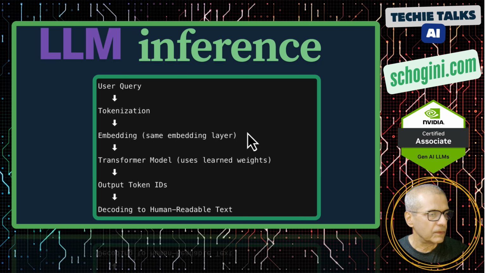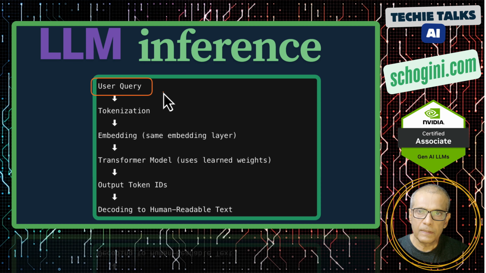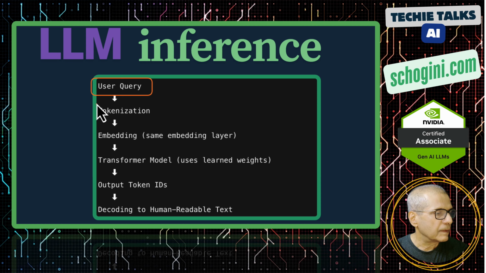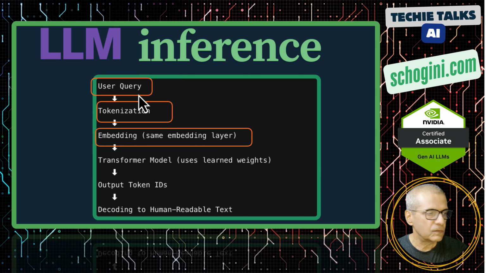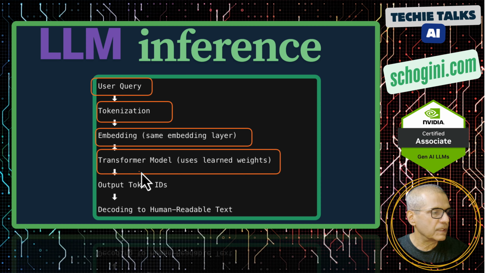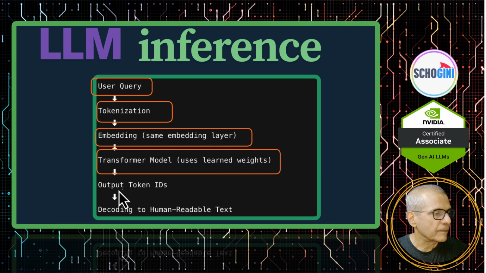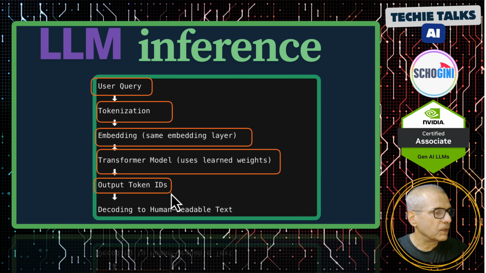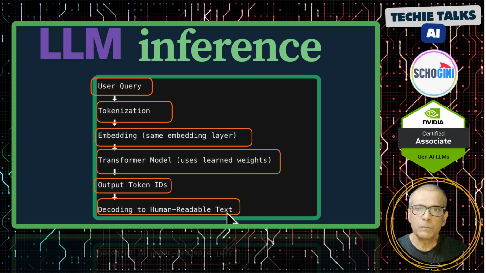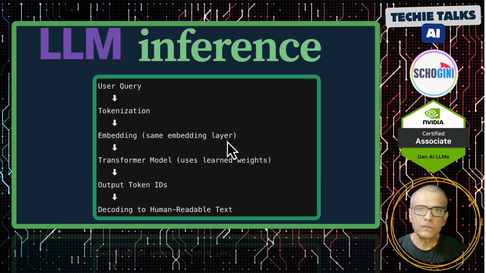In the second video, we will take the user query, convert the query to tokens using the same tokenizer, and then create similar embeddings so that the query becomes a set of meaningful vectors. Then we use the transformer model with the weights that we learned from the previous stage and create the output token ID. Finally, we decode the tokens back to English text. Okay, so let's look at the code.